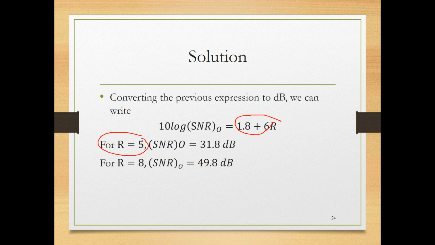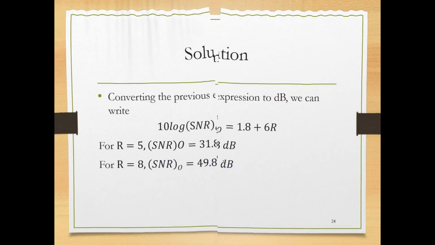Now let's see, this is then the signal to noise ratio in dB, and now you tell me for R equal to 5, the signal to noise ratio is equal to, when you put 5 here, 5 multiplied by 6, 30, plus 1.8, 31.8. This is the signal to noise ratio in dB. For R equal 8, the signal to noise ratio equals this. You just multiply 8 by 6, 48, plus 1.8. You get the result.